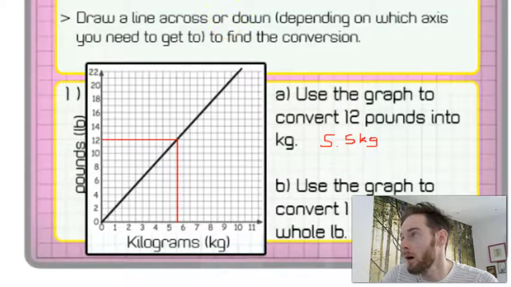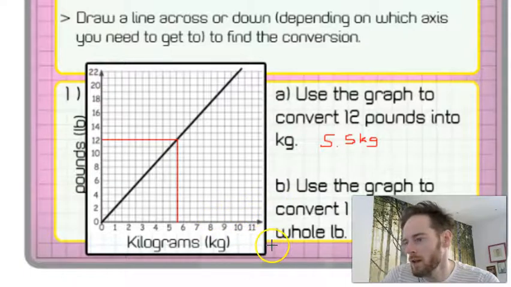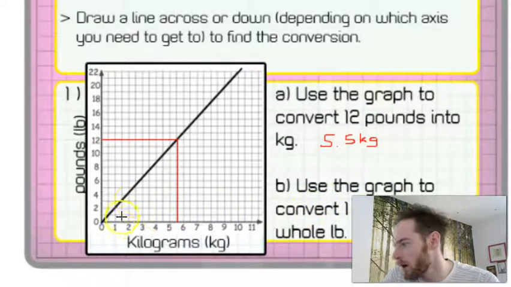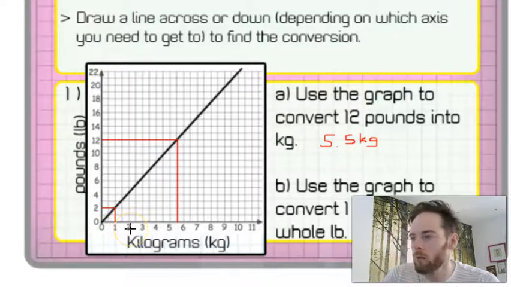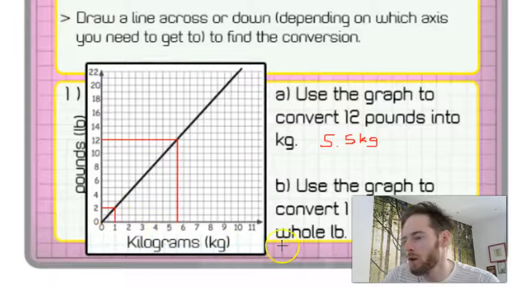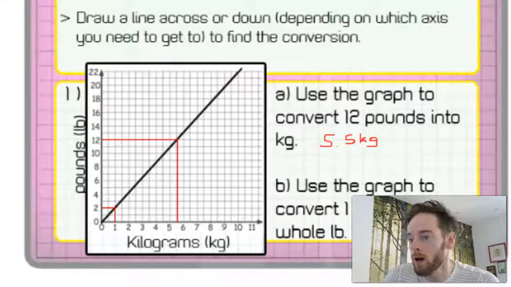Okay, I always say okay. B. Use the graph to convert 1 kilogram to the nearest whole pound. Use the graph, 1 kilogram. So 1 kilogram is there. If you happen to know exactly what this is, you'll know it's approximately 2.2 pounds. So we're just above 2, and we'll say that our answer there is 2 lb. LB stands for pounds.